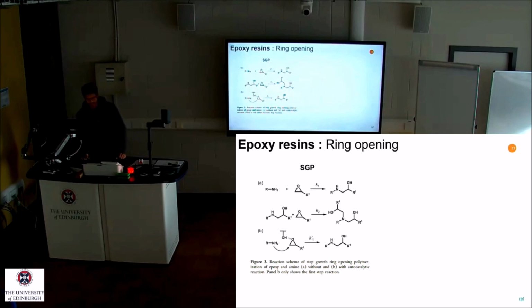So the next example we would like to discuss is epoxy resin. So before I directly show you the industrial example, I just want to show you a kind of reaction mechanism. What is the main reaction mechanism to follow?